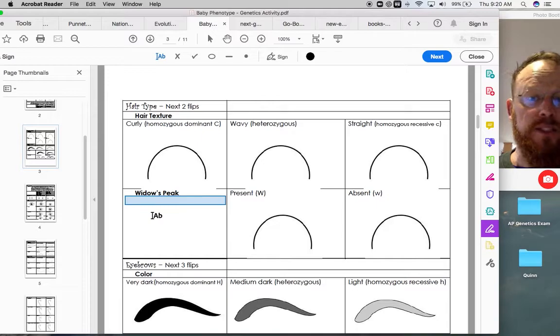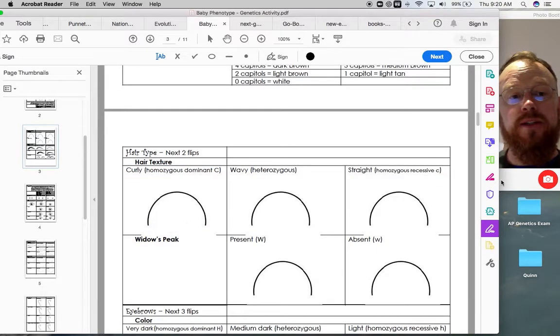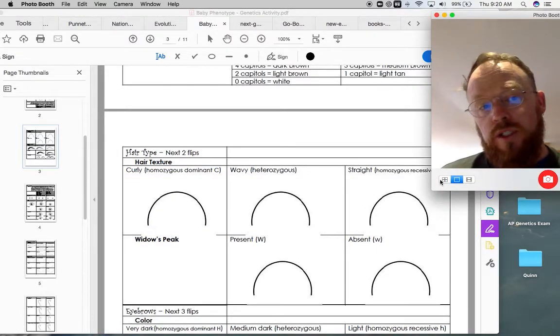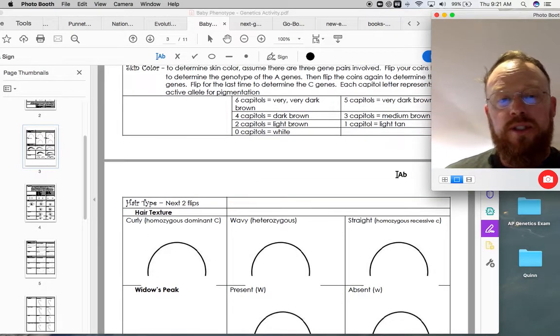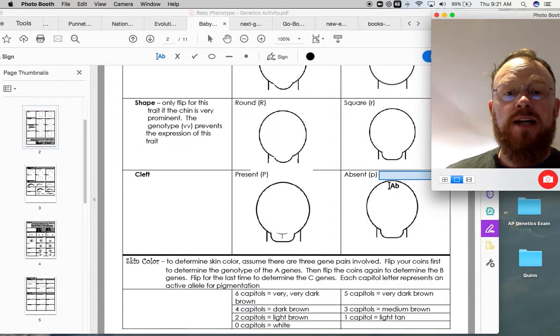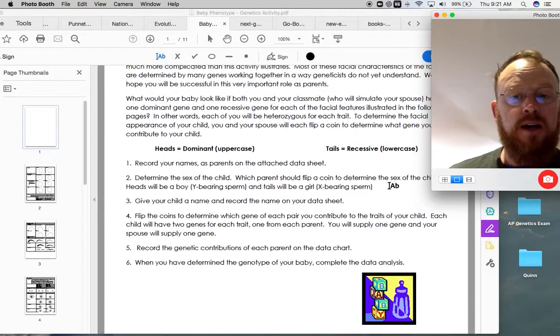Then you do the same thing for all of these traits. If they're Mendelian, it's real easy. Mendelian, again, means there's 1 gene that determines the trait. So 2 alleles, 1 allele from mom, 1 allele from dad. Let's look at one that's not Mendelian.